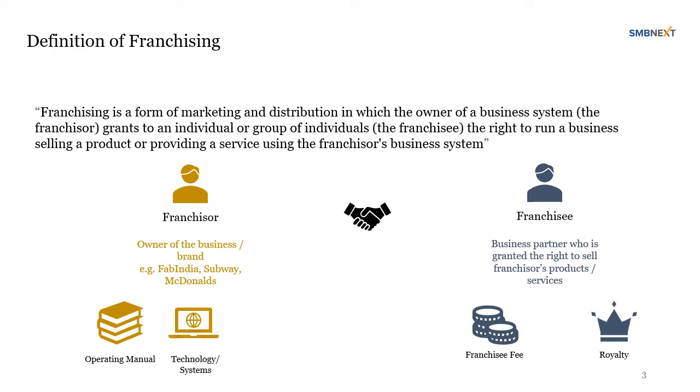The second thing is technology and systems. So typically the franchisors would have their own technology. They would have the systems to track the transactions, to manage the transactions. So generally the franchisors extend these technologies and these systems to the franchisee, so that the transactions that are happening at the franchisee side are also properly recorded in the system.